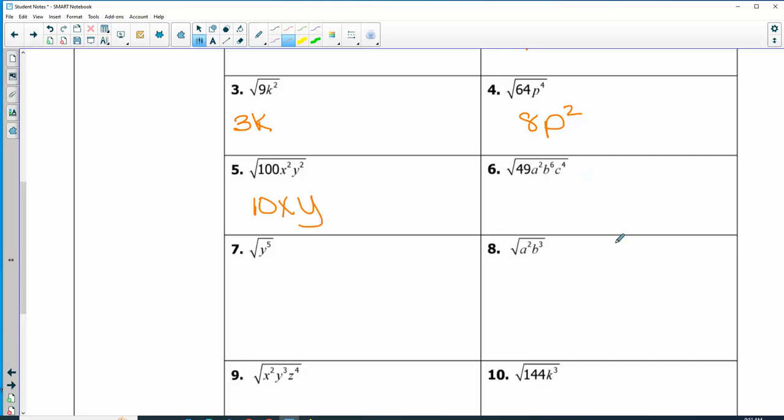You guys try 6 for me. Take a second, write down what you think that one would be. So what's the square root of 49? If you have 2 a's, how many groups of 2 can you form? 1. If you have 6 b's, how many groups of 2? 3. And if you have 4 c's, how many groups of 2? 2.